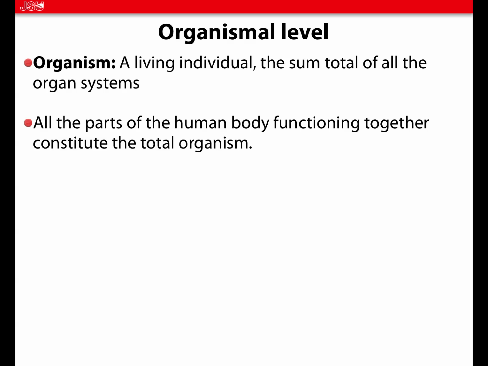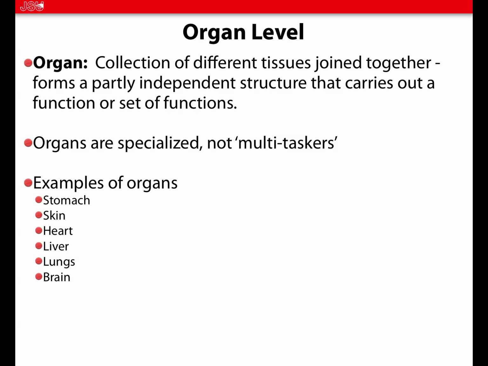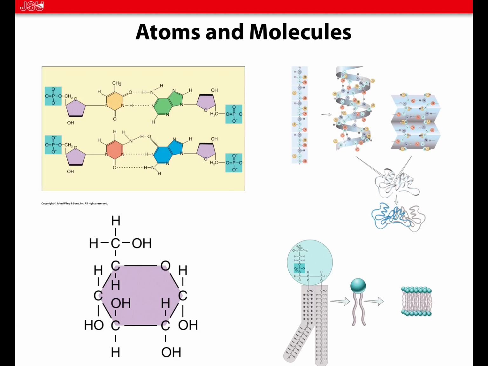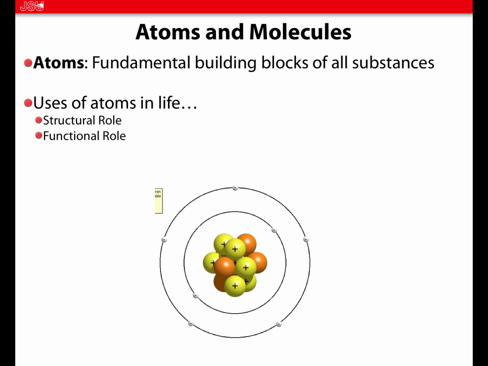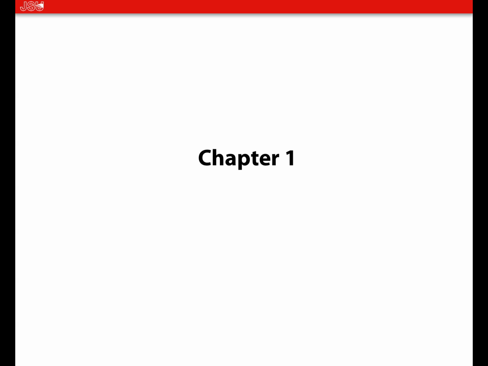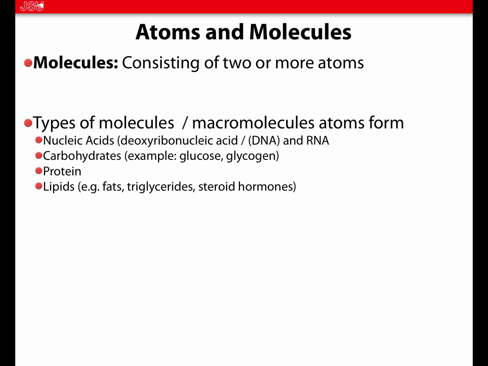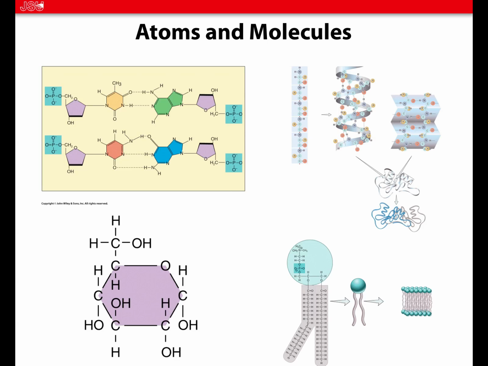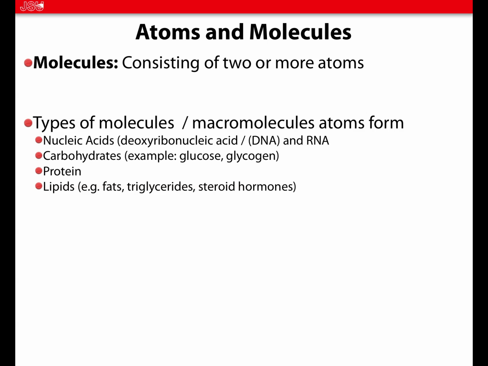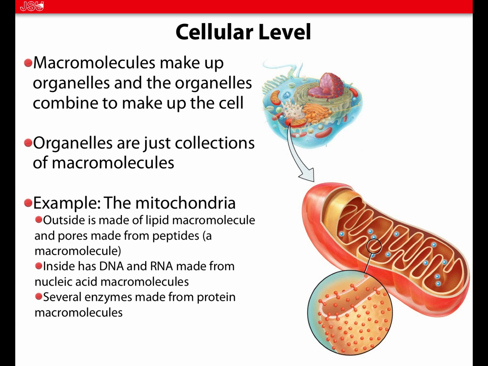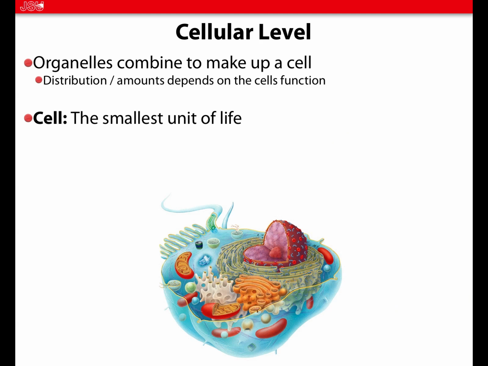Okay, so let me just break here and kind of review what we did. And you have to know the order for the test. Okay, so just the point here is I want to show the order. I'm going to go through this kind of fast. We start at atoms. 2 or more atoms combine to make molecules. Molecules combine to make these macromolecules: nucleic acids, carbohydrates, proteins, and lipids. These macromolecules combine to make organelles. Second bullet point here. Okay? These organelles combine to make a cell.